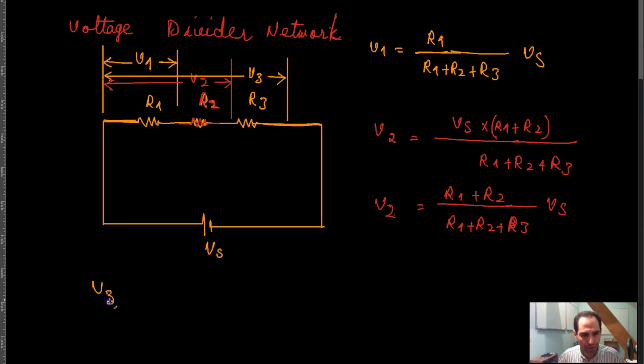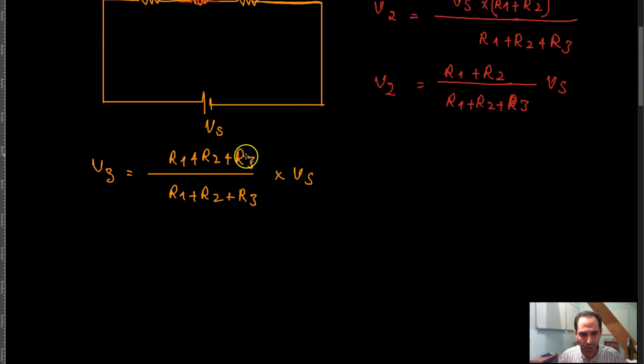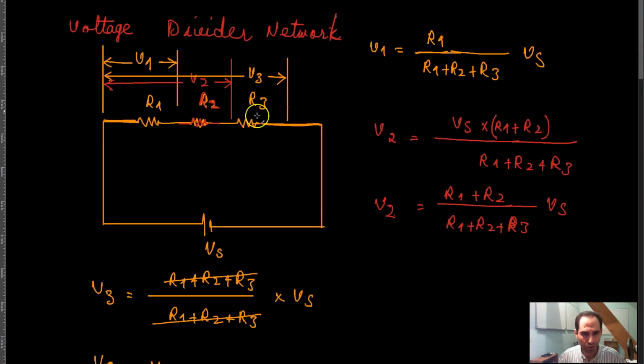I will get V of 3 is equal to R1 plus R2 plus R3 divided by R1 plus R2 plus R3 times V of S. You can cancel all of this out, and so V of 3 is equal to V of S, meaning that you're actually calculating the voltage across the power supply. V of 3 is actually the power supply voltage.